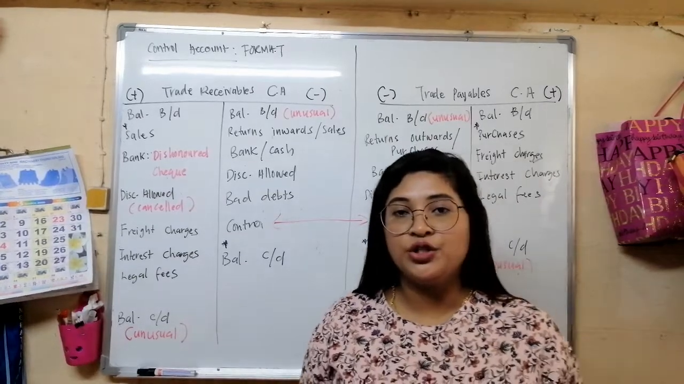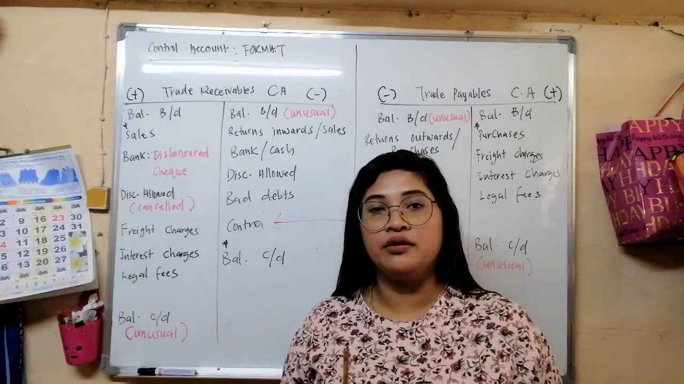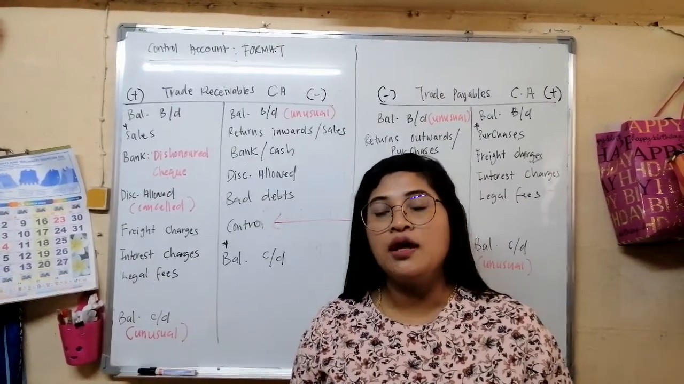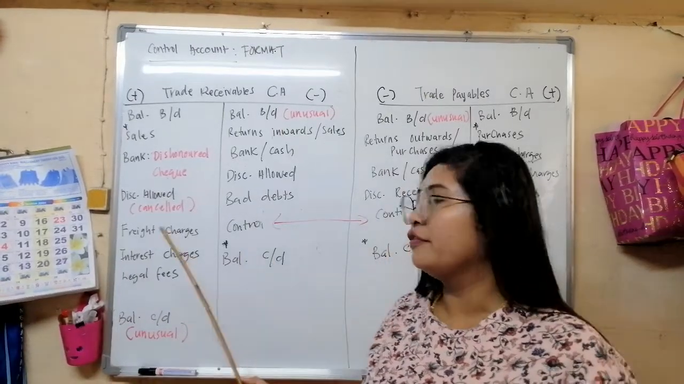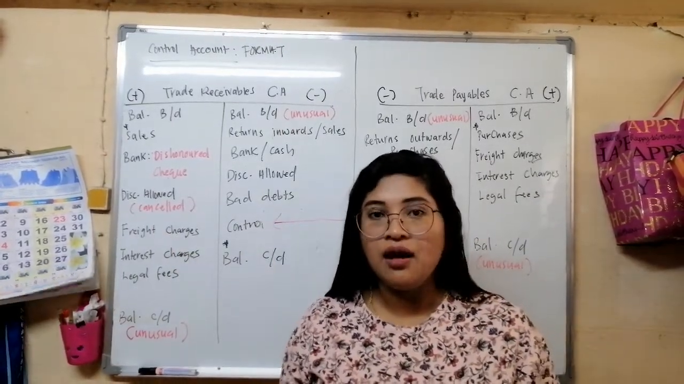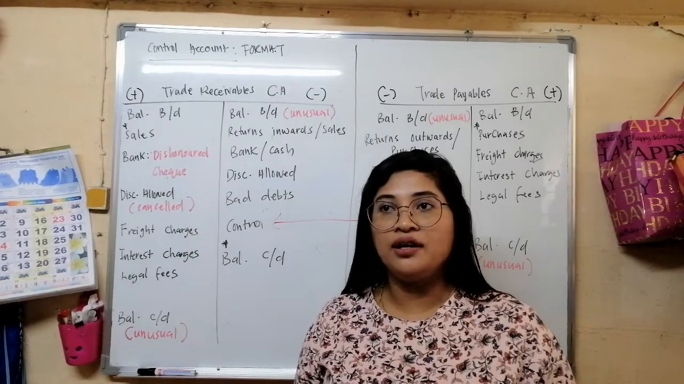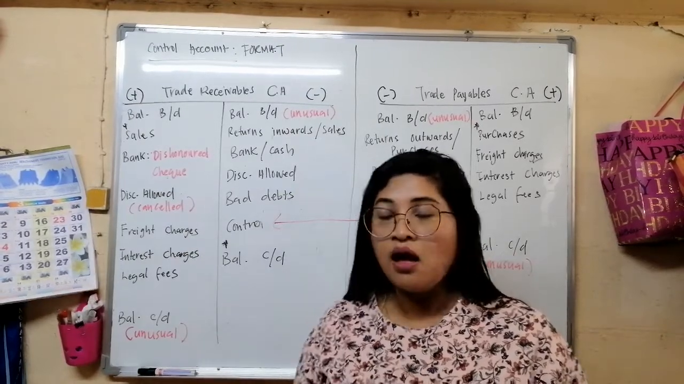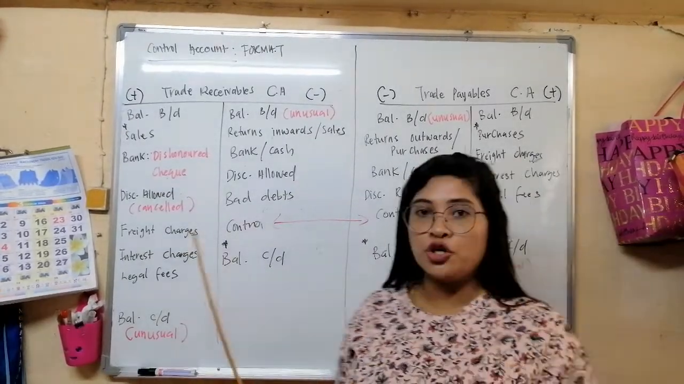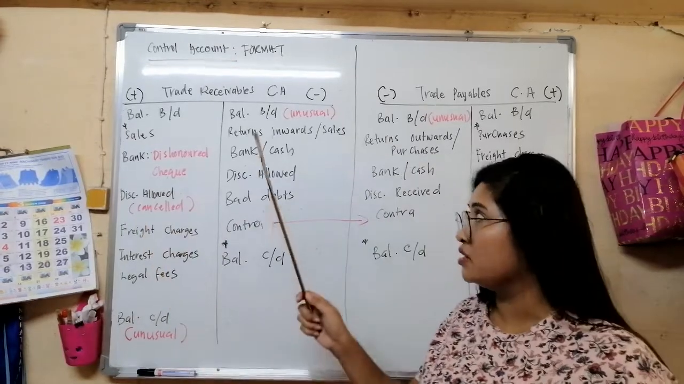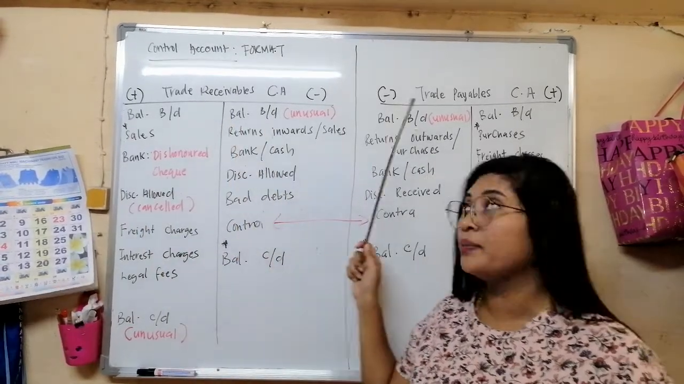So today I will do a video on how to do our control account. This is the format of control account in accounting. Control account in Malay we call it akaun kawalan. Okay, so we have two control accounts, for trade receivable and also trade payable.